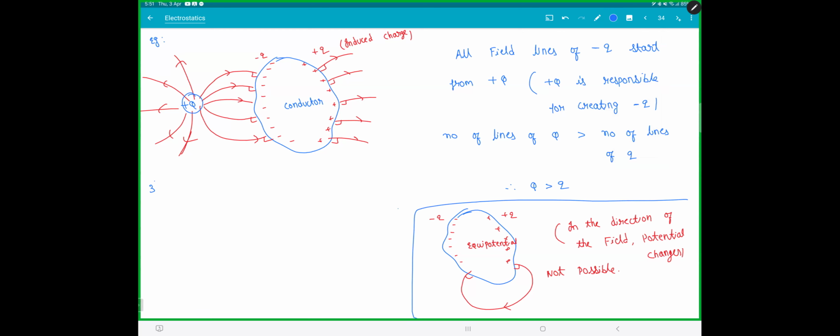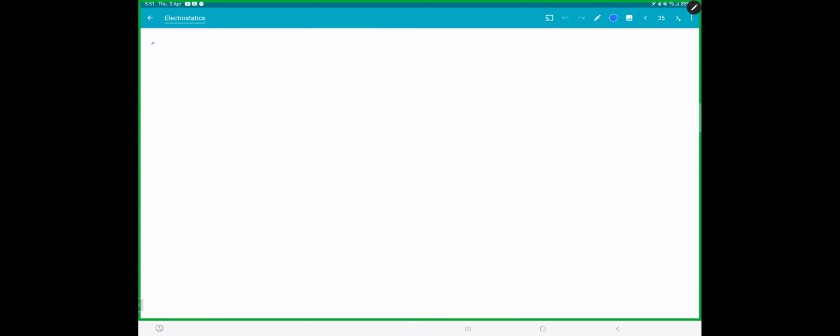The third point. Let me write on the next page. But is this clear, everyone? Why plus Q will have more than minus Q? So the electric field lines: the electric field is tangential to the field lines. That means if you have an electric field line, at every point, this will be the direction of field.